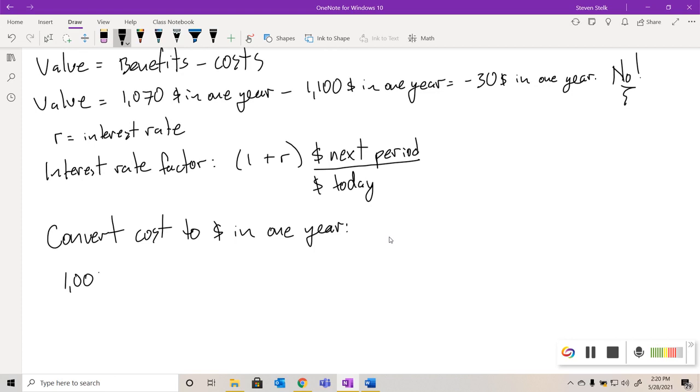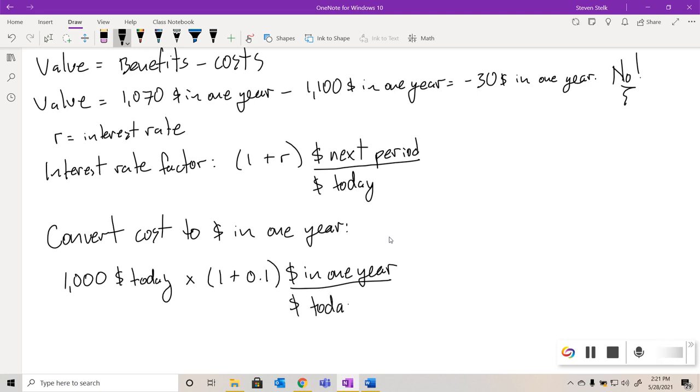All right, so we have a cost of 1,000. That's what we're going to give up today, and that has units of dollars today. And we're going to multiply that times our conversion factor here, just like the market price of Ether or the market price of Bitcoin. We're going to multiply it by the conversion factor of 1 plus our interest rate, or 1 plus 0.1, 10%. And this thing is going to carry the units of dollars next period. In this case, that's dollars in 1 year, because 1 year is next period, over dollars today.